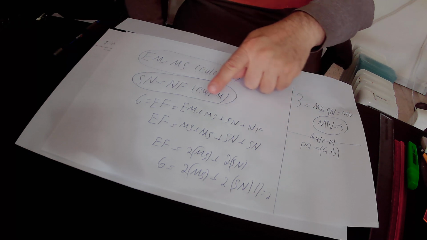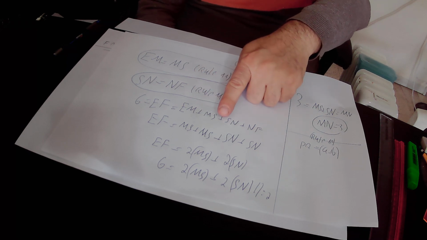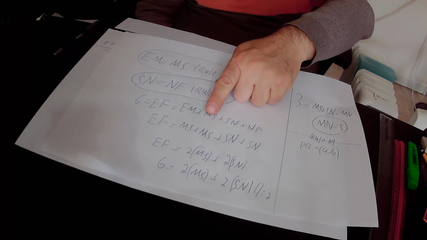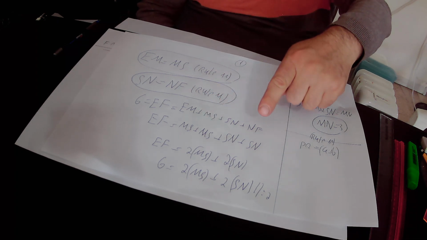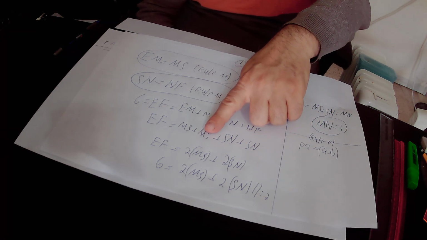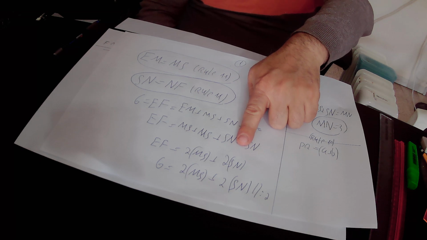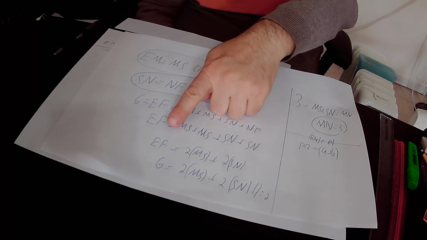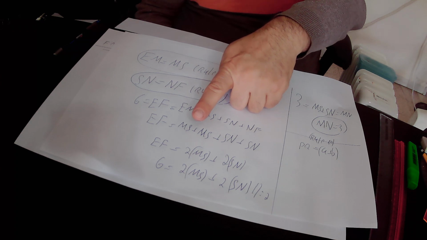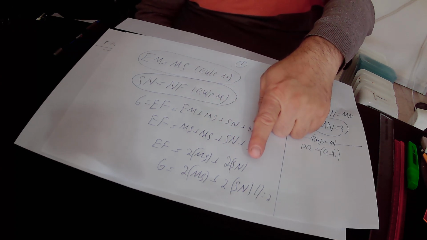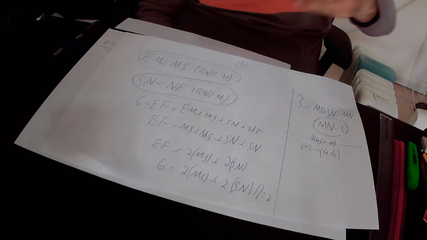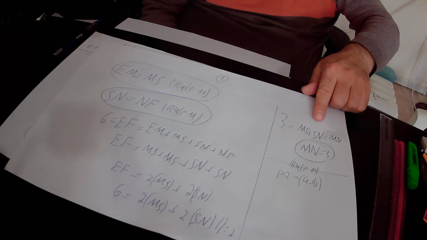In conclusion, we found out that EF equals MS plus SN plus SN. So EF equals MS plus MS, that is 2MS, plus SN plus SN, that is 2SN. So EF equals 2MS plus 2SN. We know that EF equals 6, so we substitute EF by 6, and found out that 6 equals 2MS plus 2NS. Here we divided this equation by 2, and finally found out that 6 over 2 is 3, so 3 equals MS plus SN.